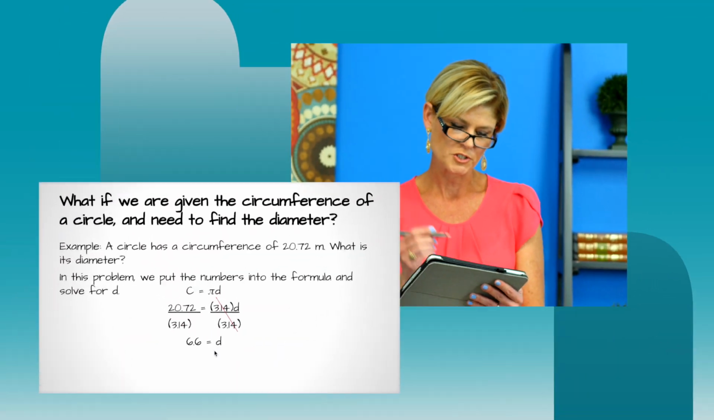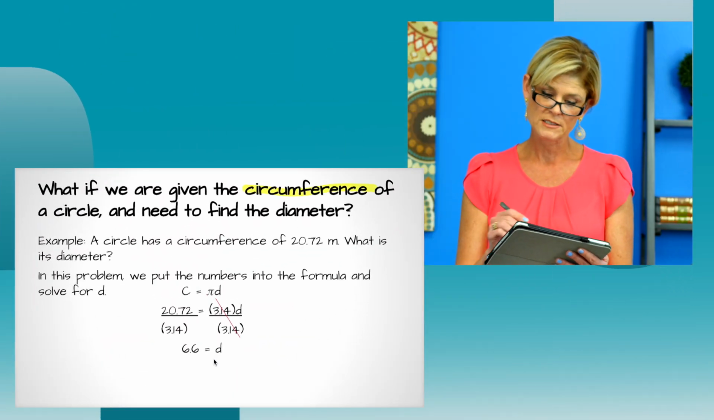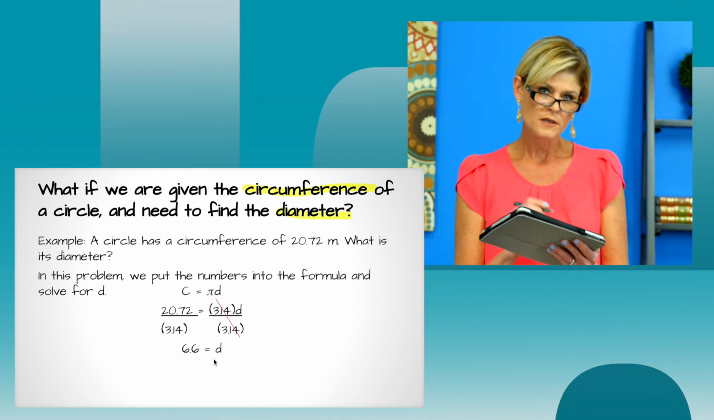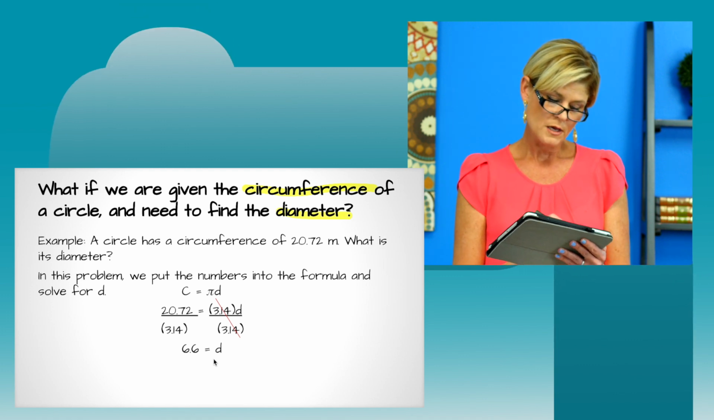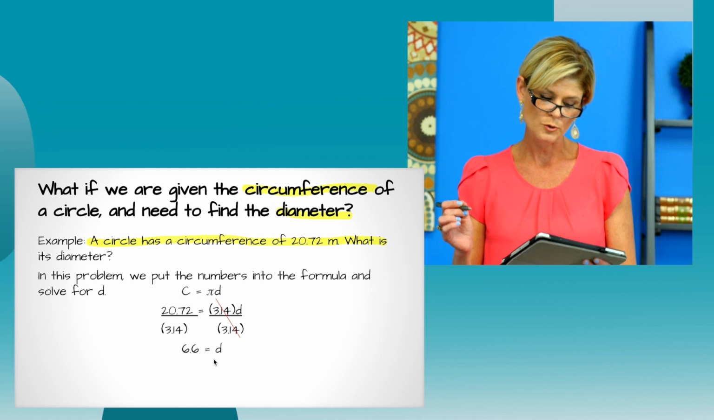Okay, so here's our first question. What if we're given the circumference of a circle and we're asked to find the diameter? Can we do that? Yes, we can. Let me show you how. So let's start right off with an example. A circle has a circumference of 20.72 meters.